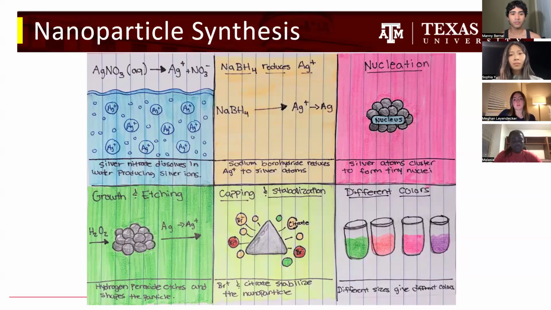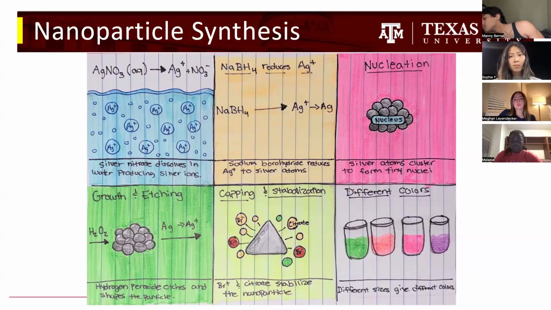size of the particles. In the fifth picture, sodium bromide and sodium citrate are acting as capping agents. So bromide ions help control the size of the nanoparticles, while citrate stabilizes the surface and prevents the particles from sticking together and forming bulk silver.